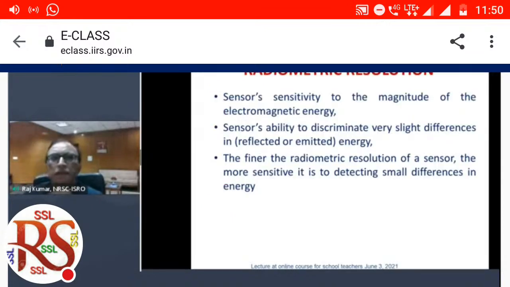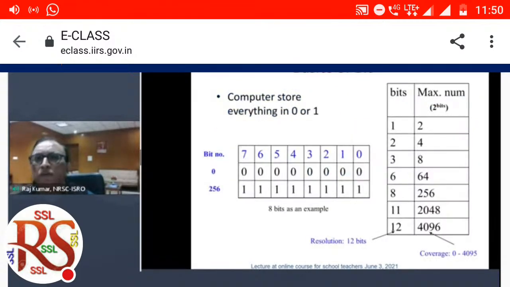Then anyhow, radiometric resolution I talked about. This is how you discriminate between the different bit levels, that is 2-bit, or 8-bit, or 16-bit data, 12-bit data.